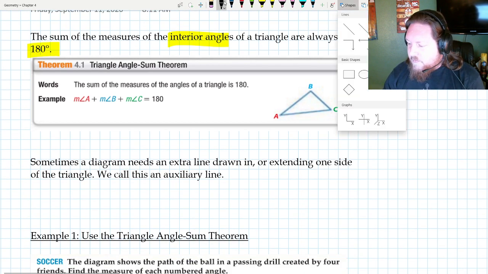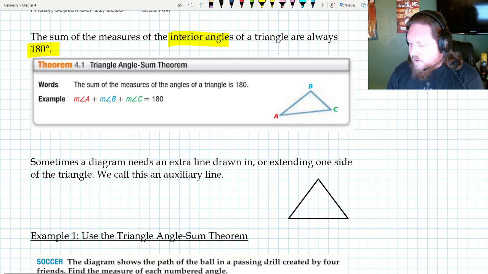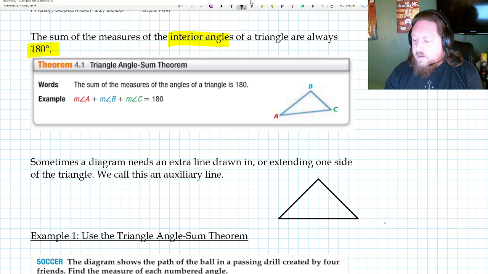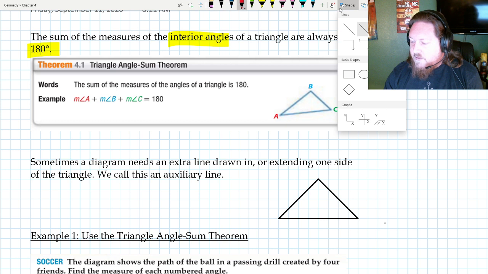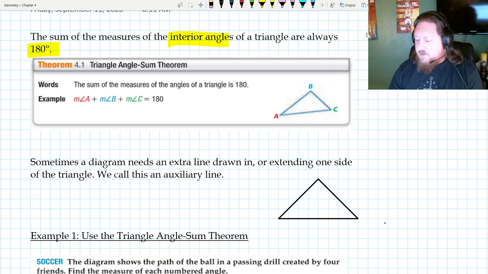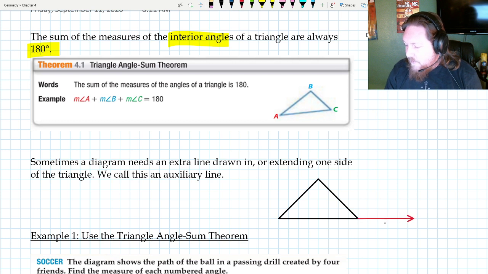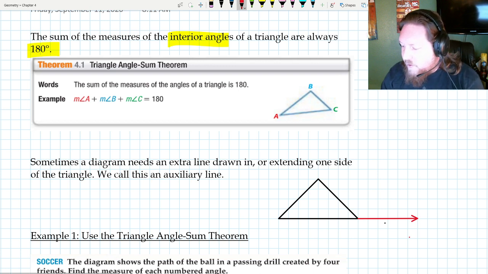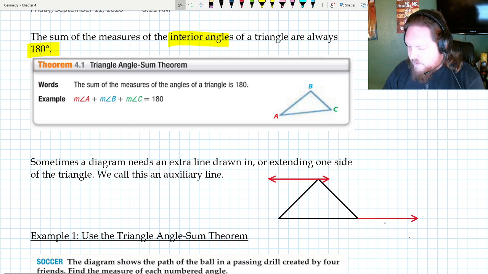One thing that we do sometimes, let me draw a triangle here, is we add something called an auxiliary line, which is basically I can take one of the sides and extend it out. So here I've got this triangle. I could also take a ray and extend out one of the sides and make it a little bit longer. I could also make myself some sort of parallel line or perpendicular line, whatever happens to be useful.